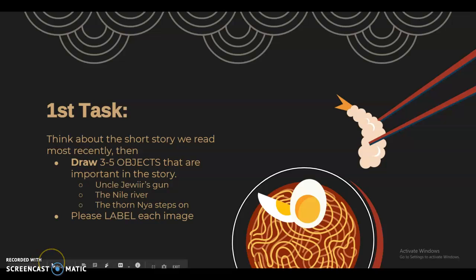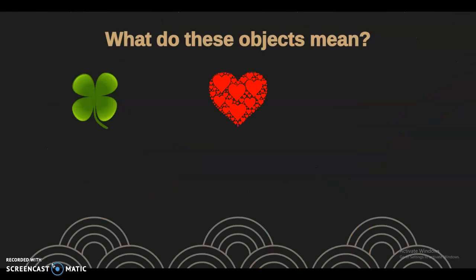Okay, now that you are back, let's talk a little bit about objects, common objects. So what do these objects mean? This first one here, this green one, is what? It's a 4-leaf clover. And when we think of 4-leaf clovers, we usually think of luck, right? This next image here, this red one, it's a heart. And what do we think of when we think of hearts? Love.